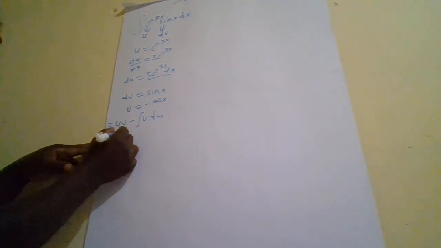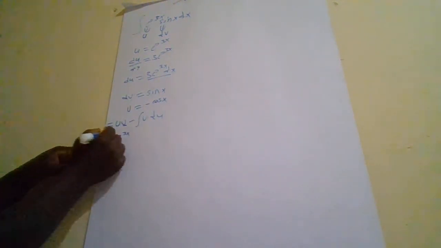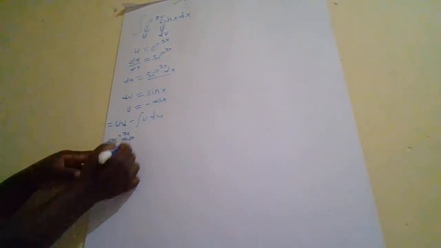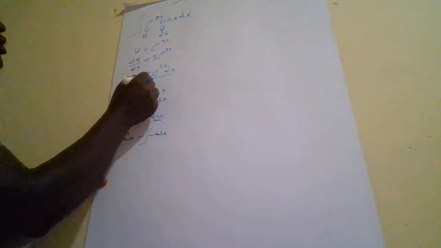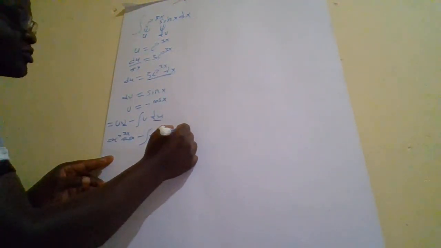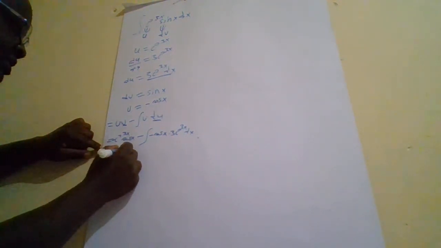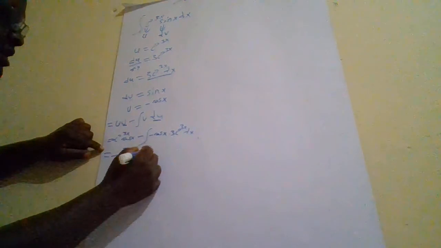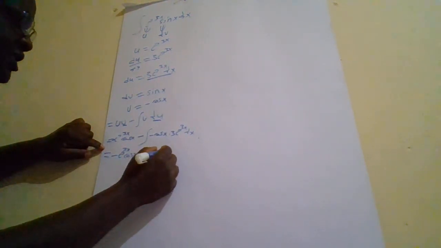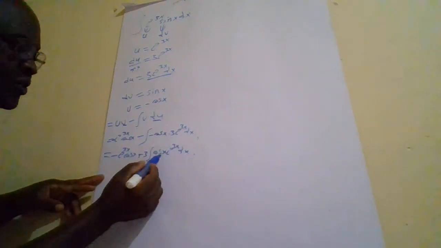So our u from this equation is e^(3x). Then our v in our equation is minus cos x. So it's minus cos x, then minus the integral of our v, which is negative cos x, then our du, which is this one, so it will be times 3e^(3x) dx. So this equals minus e^(3x) cos x. So this will be positive, and then we take out the 3, so it will be plus 3 the integral of cos x e^(3x) dx.